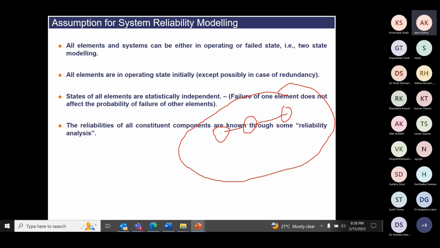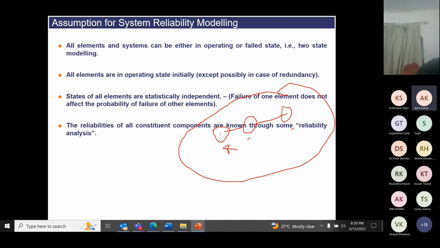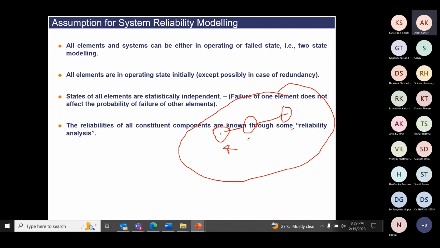Under these assumptions, we are going to model the system. The reliability of all components is known. Suppose this is a resistor, this is some kind of diode, and so on. All components are connected and make some kind of subsystems, and two subsystems arranged together make the complete assembly. So at the component level, every failure rate and reliability is known.